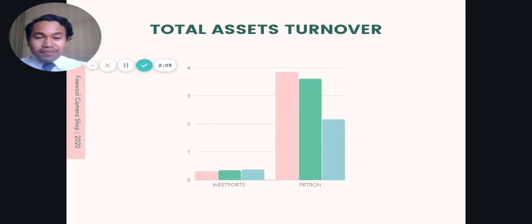Next, move on to the next slide, which is total asset turnover. Total asset turnover is used in order to determine whether a company is using every single fixed asset that they have in order to generate their sales. As you can see from the graph, Westport has a huge ratio, and it is good because their ratio is slightly increasing from year to year, unlike Petron, which has a huge ratio but is slightly decreasing from year to year. It shows that Petron is not even fully utilizing their fixed assets in order to generate their sales compared to Westport, even though they have a huge ratio.